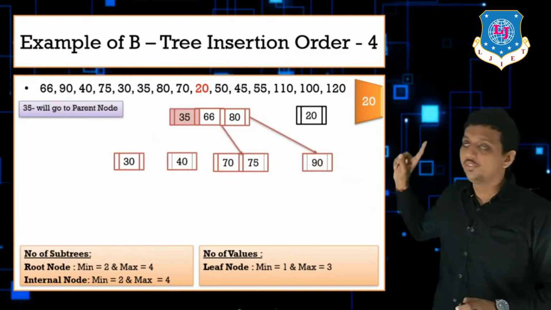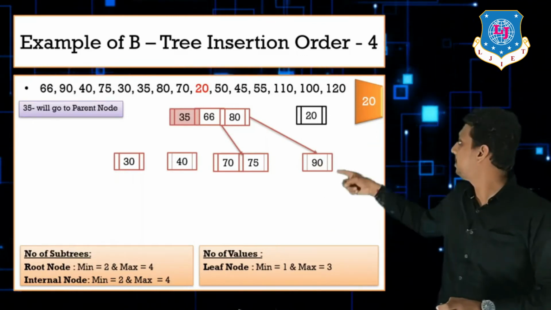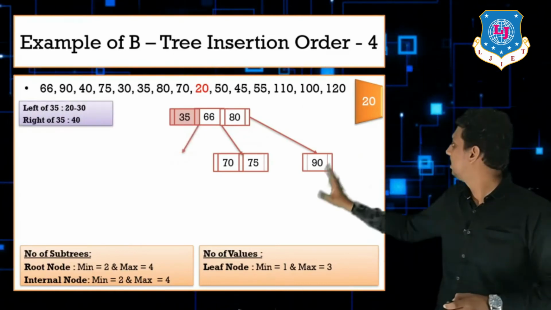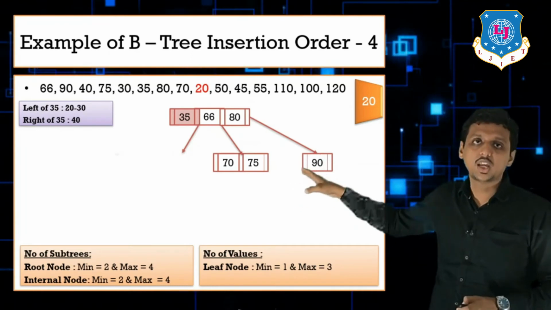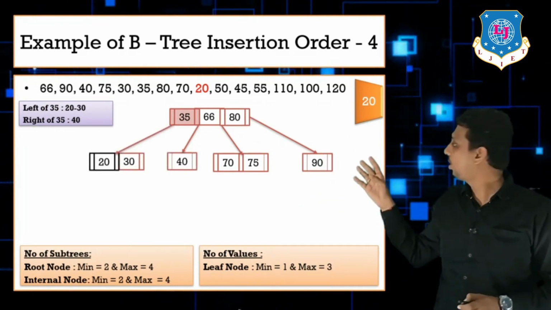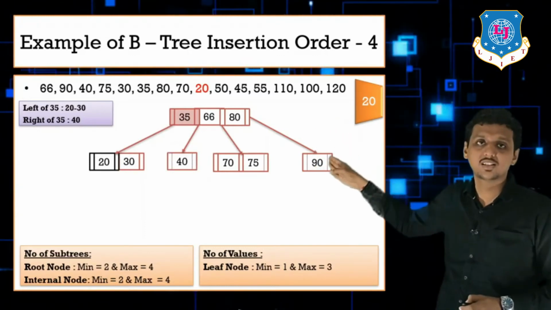Now the values which are lesser than 35 must be on the left side of the 35. That's why 20 and 30 become the left side of the 35. Okay, and then the remaining term, that is 40. So 40 must come between 35 and 66.